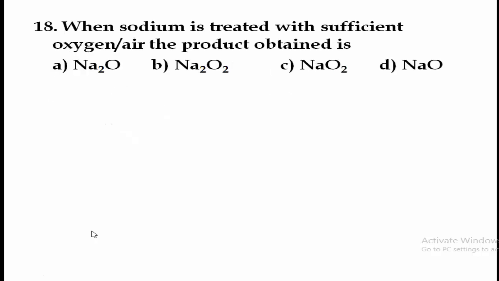Then 18th question: when sodium is treated with sufficient oxygen or air, the product obtained is? As you already know, when sodium is treated with different amounts of oxygen, it gives different kinds of oxides. When it is treated with a small amount of oxygen, it forms Na2O, and when it is treated with a sufficient amount of oxygen, it forms Na2O2, and when it is treated with excess air, it forms NaO2. So here option B, sodium peroxide, will be formed with sufficient oxygen or air. Therefore, option B is the right one.